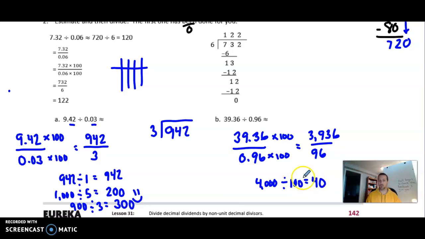And we can always check our work by multiplying. Our answer should be around 40 when you solve it. Questions, please reach out to me.